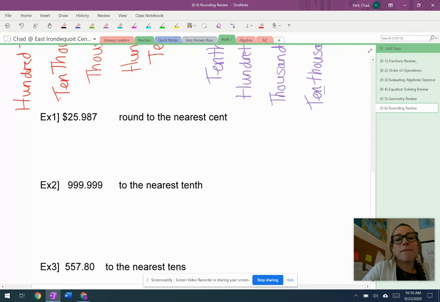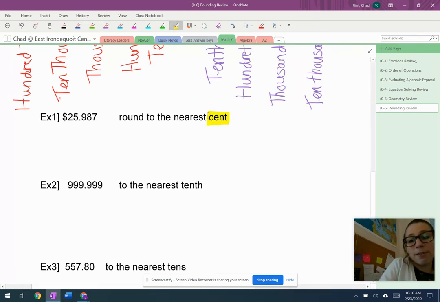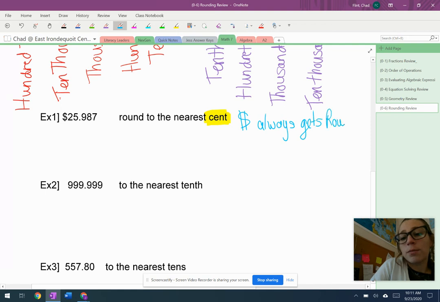Example 1. This is my favorite question here because this is money related. When I round money, what do I always round money to? Well, let's use blue. Money always gets rounded to the nearest hundredths.